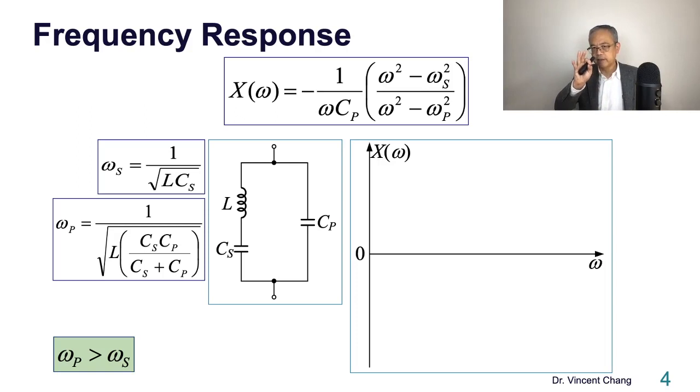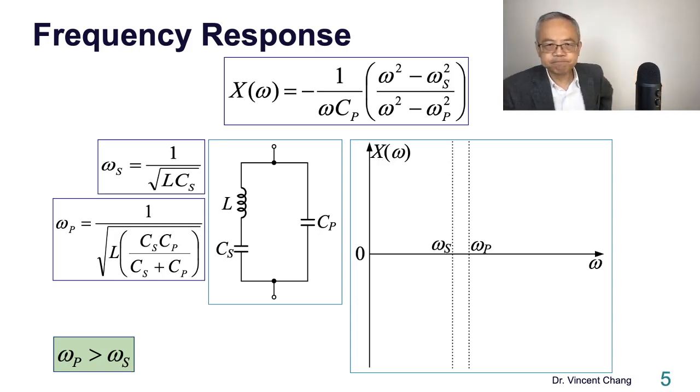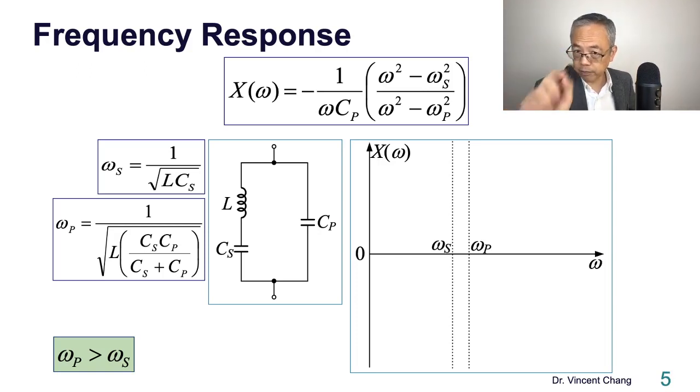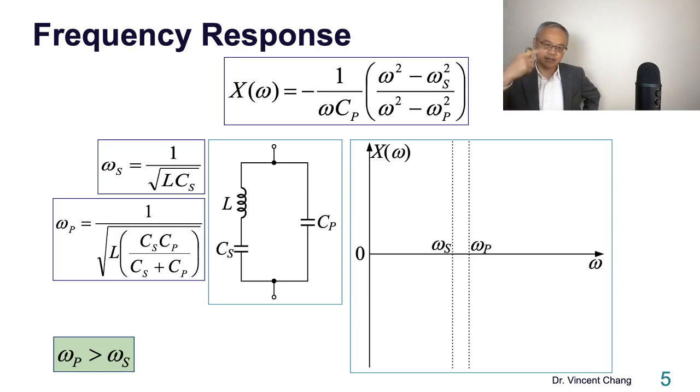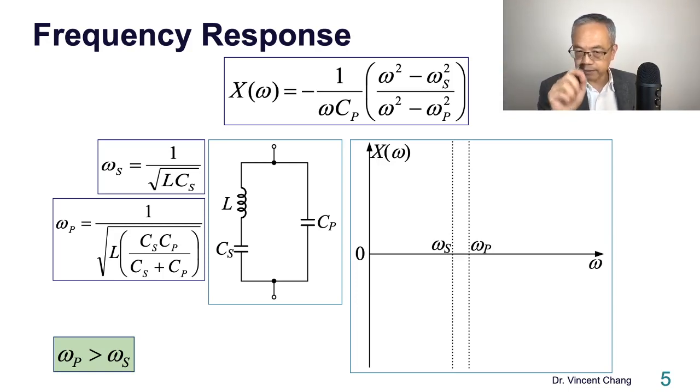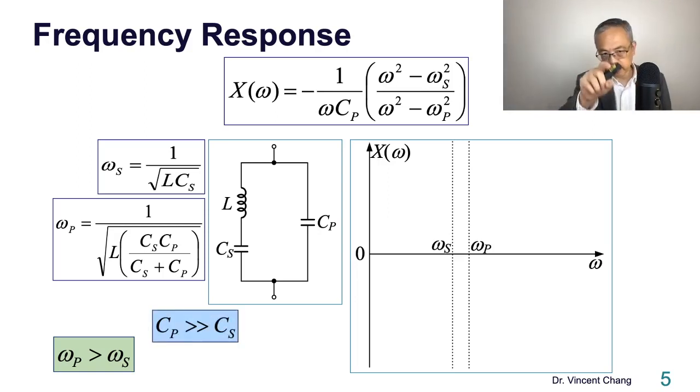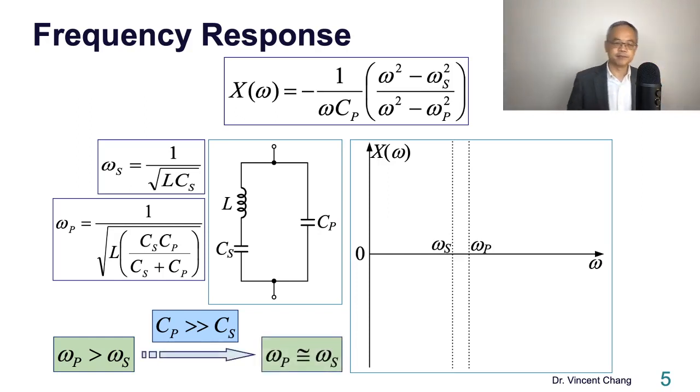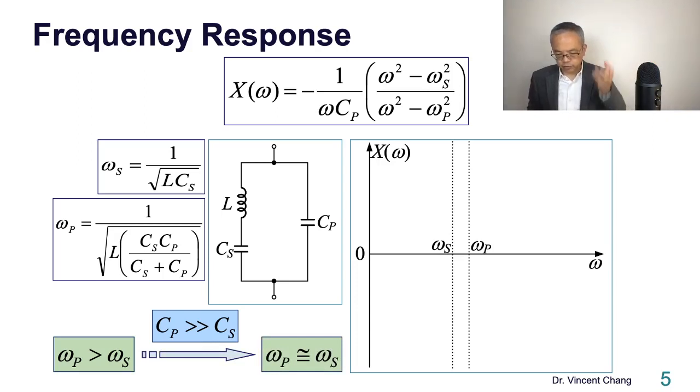And then remember, I told you in the previous lecture, the Cp is much, much higher than Cs. The parallel capacitance is much higher than Cs. What does that mean? On the frequency axis, let's mark omega p on the right-hand side of omega s. Now I'm talking about the order of magnitude. Look at the denominator of omega p: when Cp plus Cs, Cs is negligible, so Cp got canceled out. Then you go back to omega s. So these two frequencies are actually very close. Omega p is very, very close to omega s.